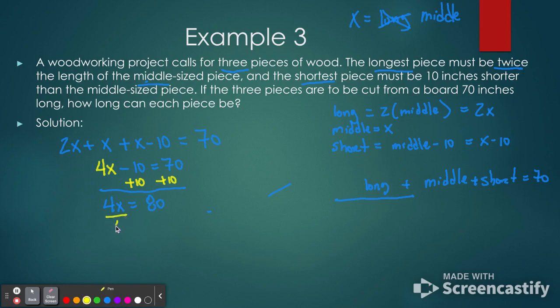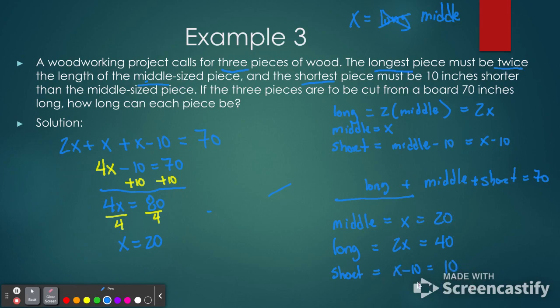The inverse of multiplying is to divide, so we divide by 4. We get x is equal to 20. So that means the middle board is equal to 20. So let's go find those lengths. So we know at this point that the middle is equal to x, which is equal to 20. We have the long, which is equal to 2x, which would be equal to 40. And we have the short, which is equal to x minus 10, which would be equal to 10.